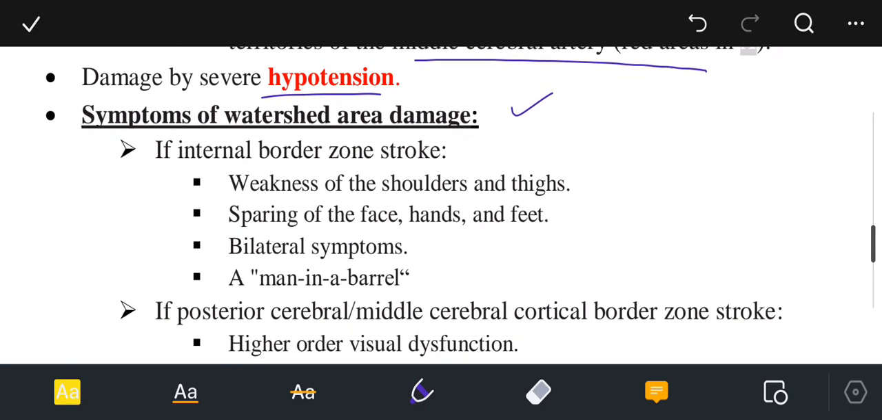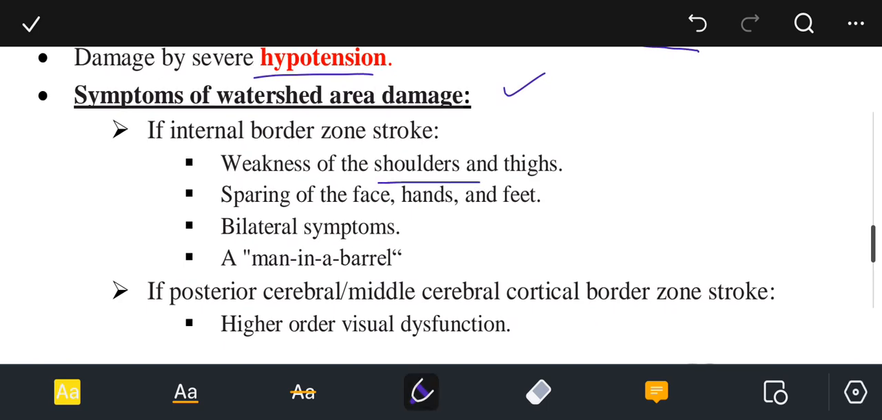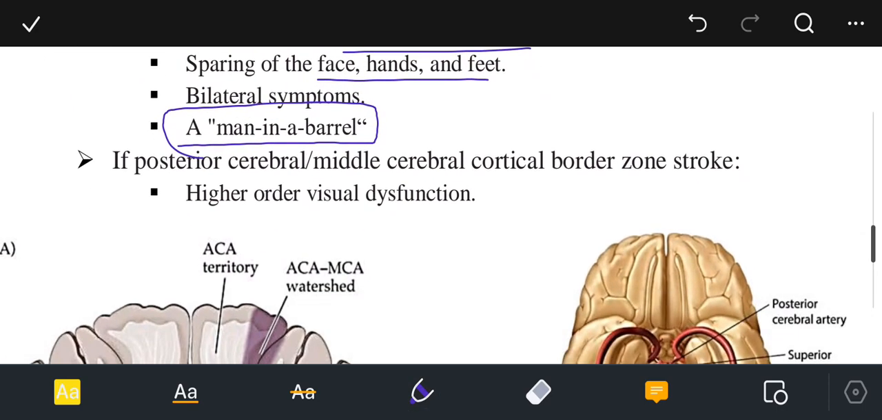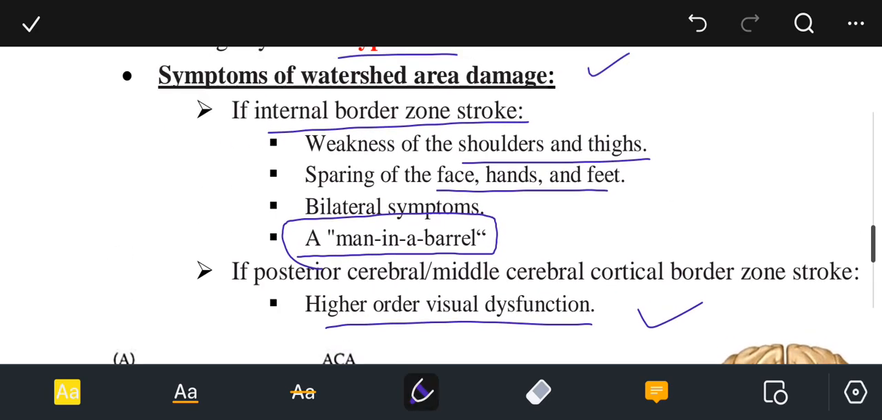If the internal border zone stroke, weakness of the shoulder and thighs will be seen, sparing of the face, hands and feet. There will be bilateral symptoms, and that will be called man in a barrel syndrome in the cases of internal border zone stroke. If the posterior cerebral artery and middle cerebral artery cortical area zone stroke, higher order visual dysfunction will be seen. So you must remember the man in the barrel. It is a very important diagnosis, that the face, hands and feet will be spared, but the shoulders and thighs will be weak.